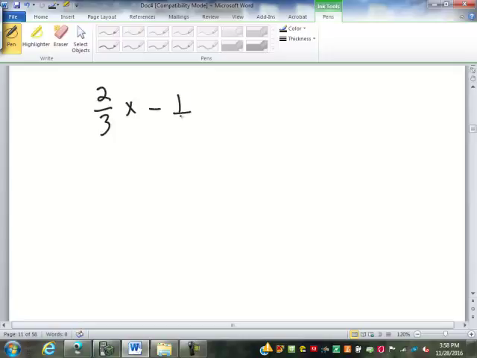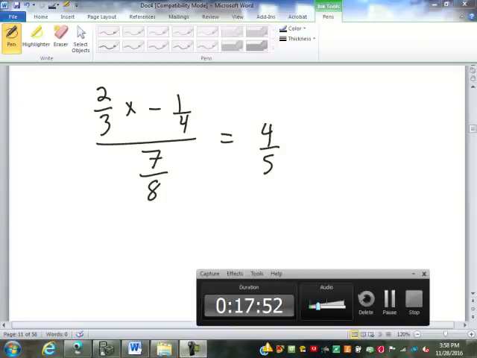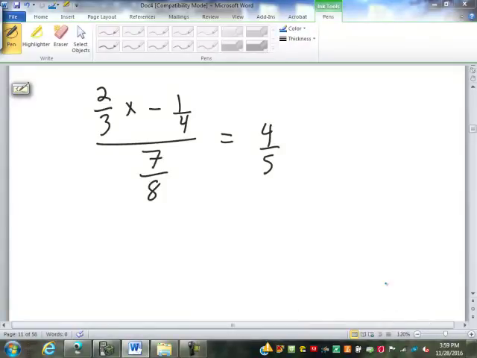Let's step it up a notch and let you guys have a shot at one. Give that one a shot in your notes. See how you do. So the first step is all divided by 7/8, so we're going to have to multiply by 7/8. So that's gone, giving us 2/3 x minus 1/4 equals, over here if I multiply by 7/8, I end up getting 7/10.